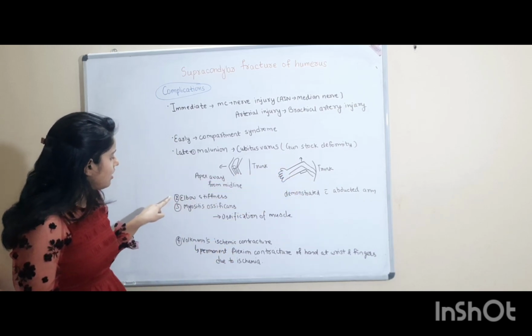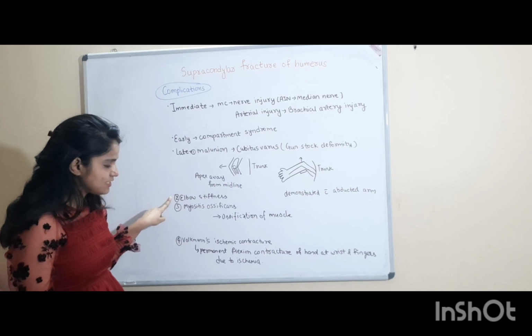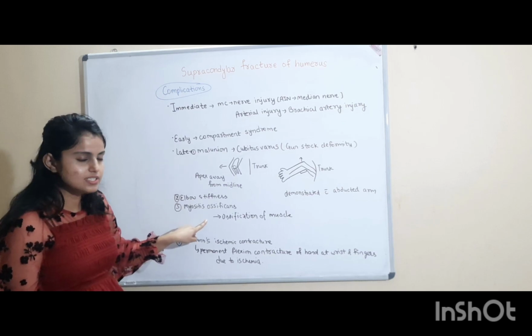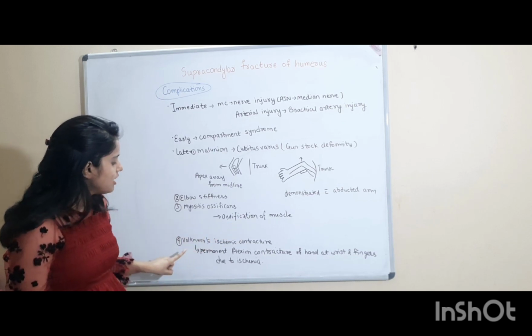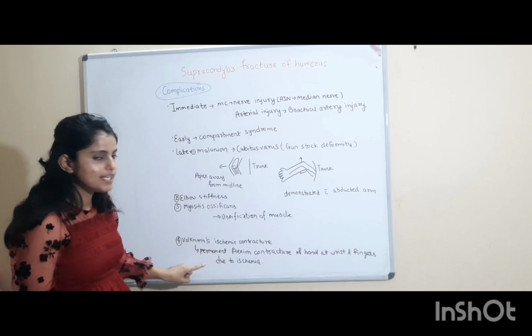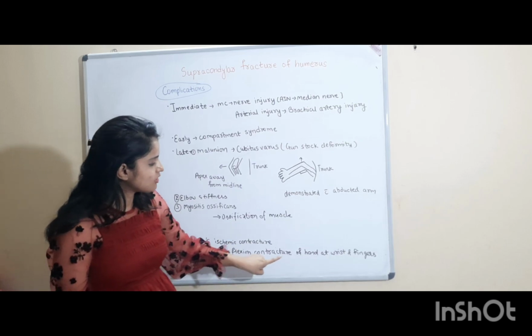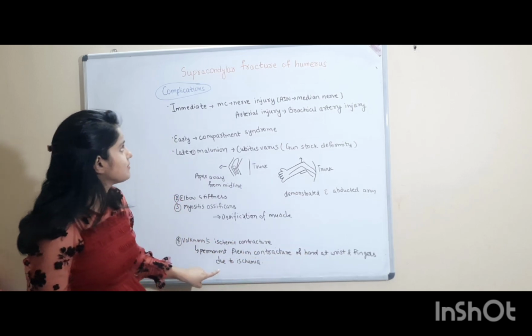It also causes elbow stiffness. Myositis ossificans occurs, in which there is ossification of muscle. Volkmann ischemic contracture, in which there is permanent flexion contracture of the hand at wrist and fingers due to ischemia.